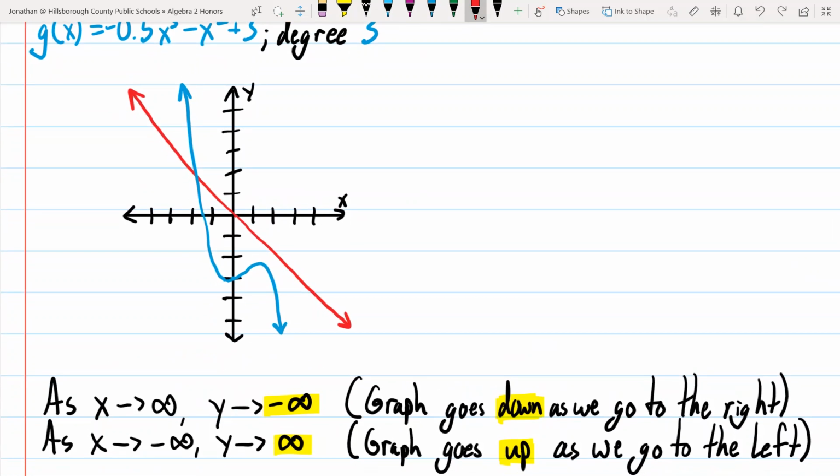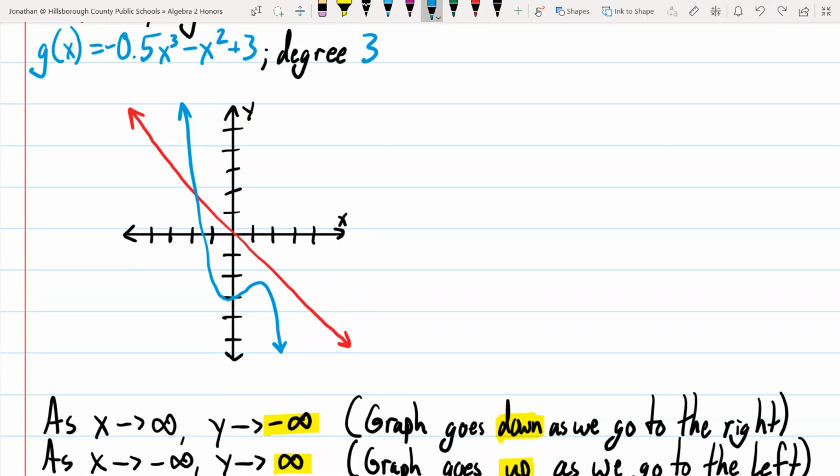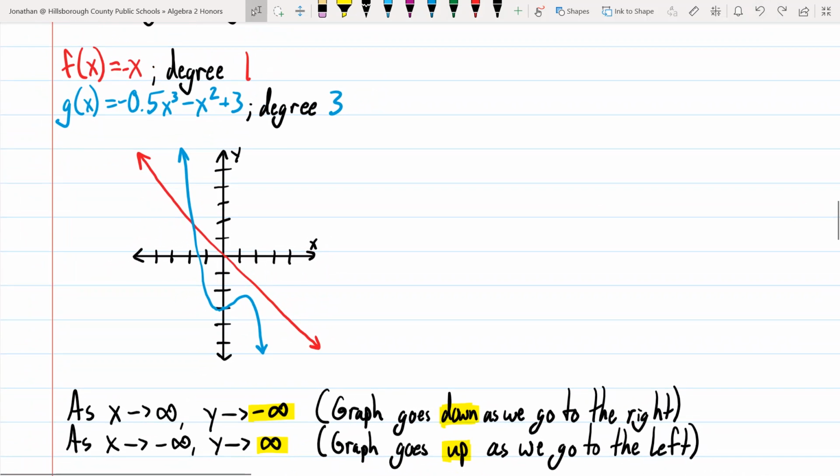So for my red graph, as we increase in x values towards infinity, the graph is now going down towards negative infinity. As we decrease in x values and look to the left, the graph goes up. That will always happen for your odd functions with a negative lead coefficient.